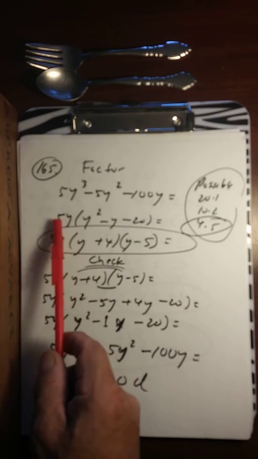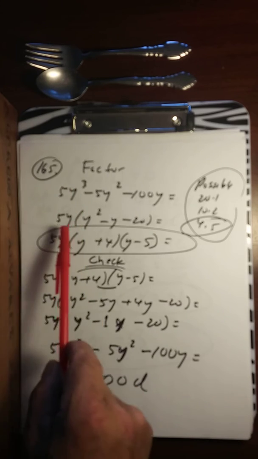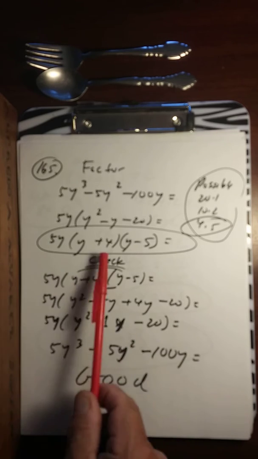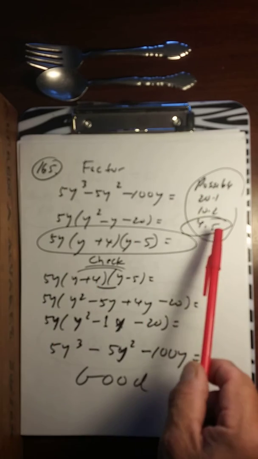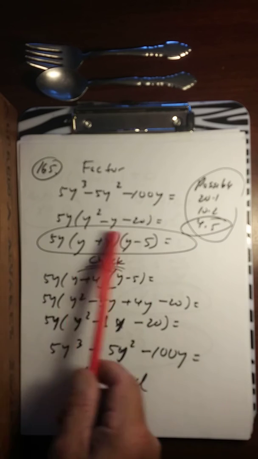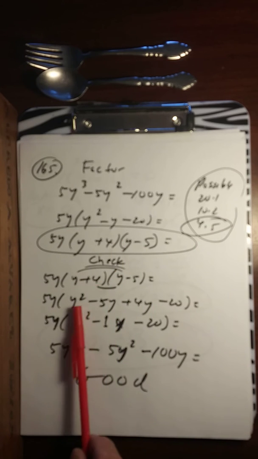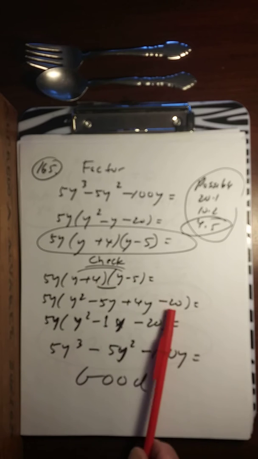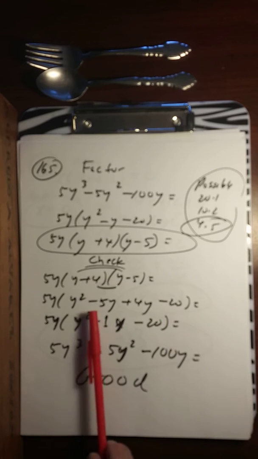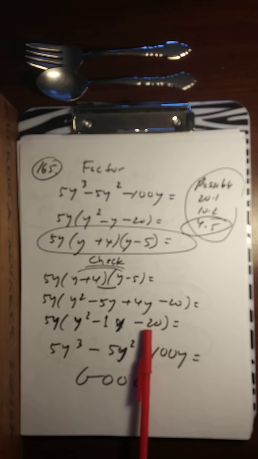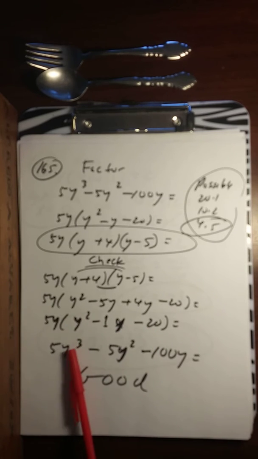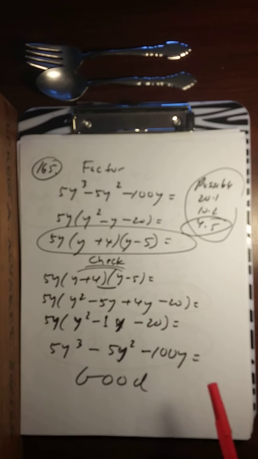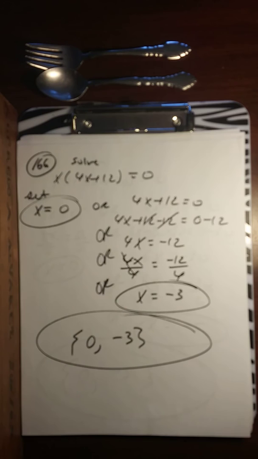Another GCF. Take a 5y out. That times that is 5y cubed. That times that is negative 5y squared. That times that is negative 100y. So now, possible answers, we're going to take 4, 5. Is that right? Let's check it. Y times y is y squared. That times that is going to be negative 5y. That times that is 4y and negative 20. Add these together. So y squared minus 1y minus 20. And 5 times that is 5y cubed. 5 times that is going to be negative 5y squared. And 5 times that is negative 100y. So it's correct.